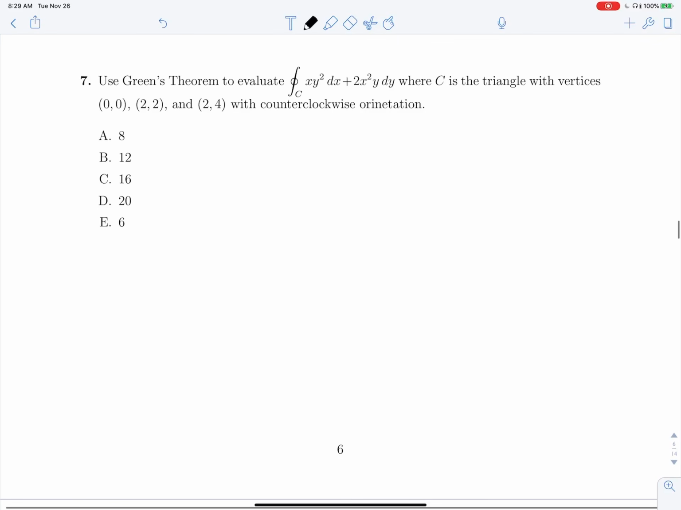Let's use Green's theorem to evaluate this line integral here, where C is the triangle.